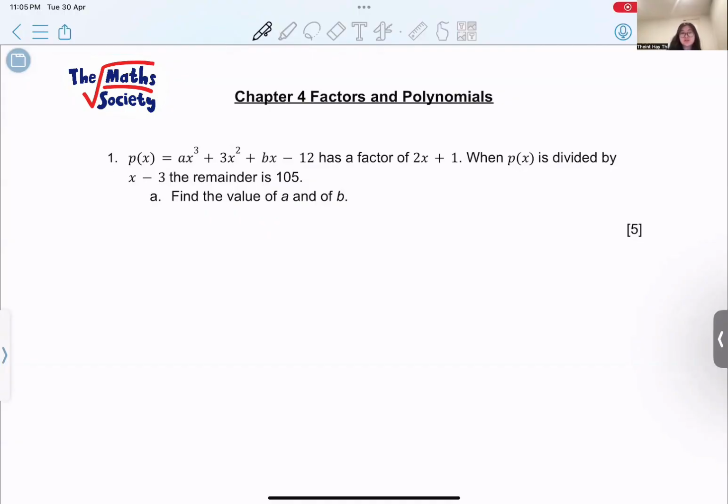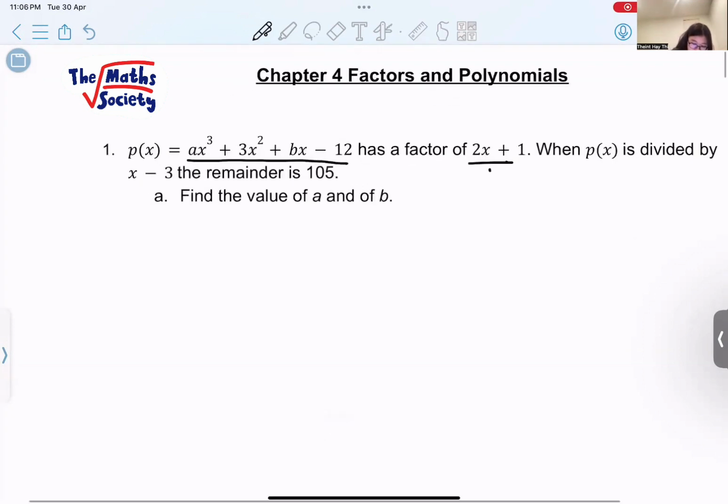Now moving on to chapter 4, factors and polynomials. We see that p of x equals ax cubed plus 3x squared plus bx minus 12 has a factor of 2x plus 1. If it has a factor, we know the answer is going to equal 0. When p of x is divided by x minus 3, the remainder is 15. So we have to find the value of a and the value of b.